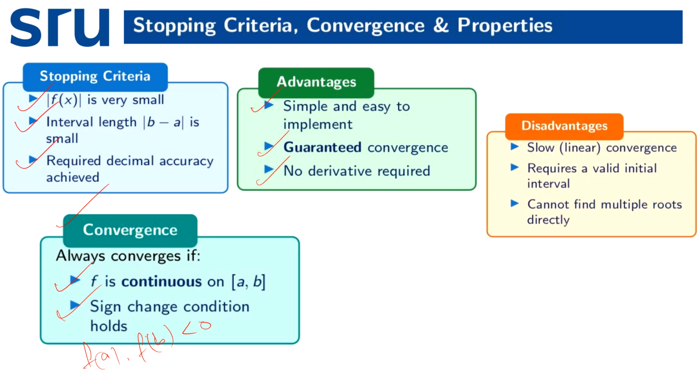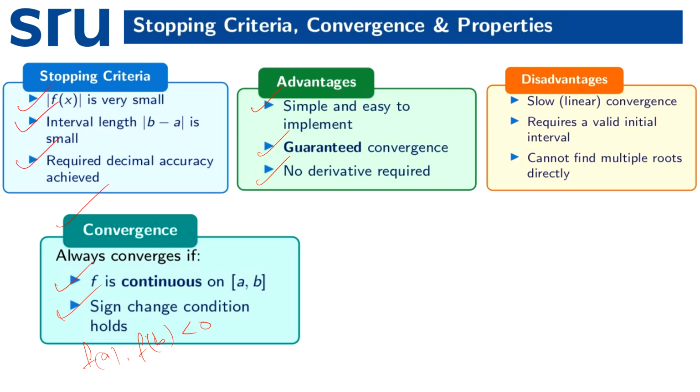Now let us look at some of the disadvantages of this method. The convergence is very slow. In this method, we are able to observe that the convergence is very slow because it is specifically linear convergence. So it takes more iterations compared to faster methods.